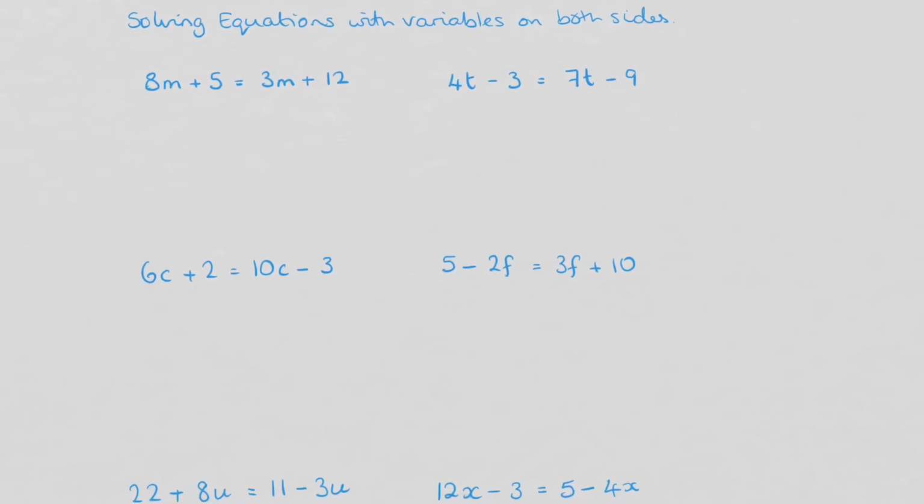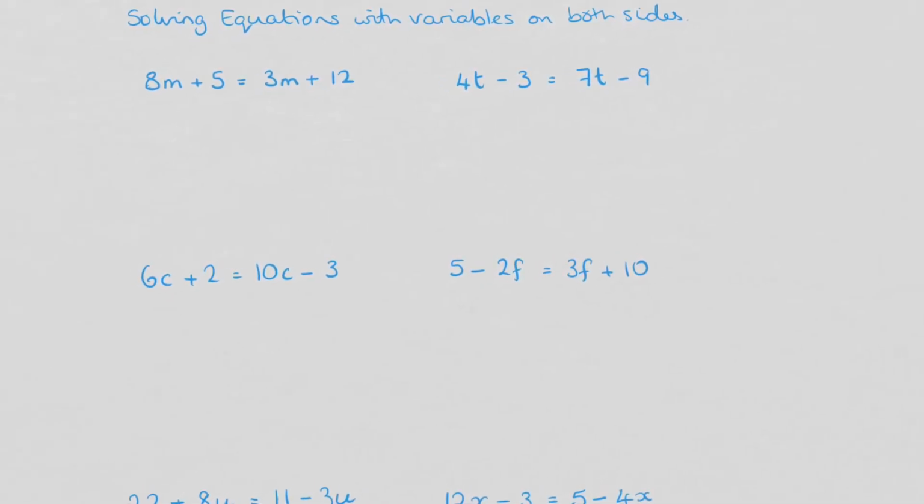I'm hoping that I've left enough space in between. I'll have to write small maybe. Okay, so in our first one, we can see 8m plus 5 equals 3m plus 12. So remember, these are baskets on both sides of a balancing scale, and what's in them weighs the same.